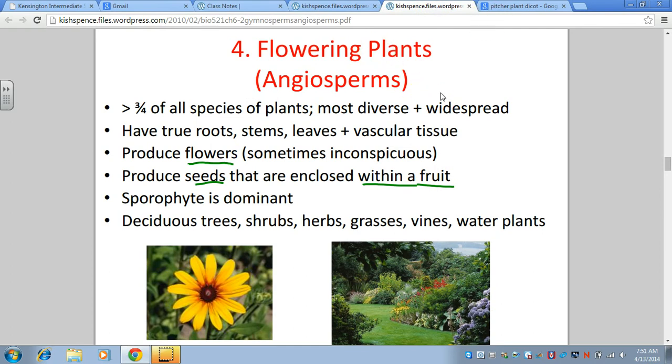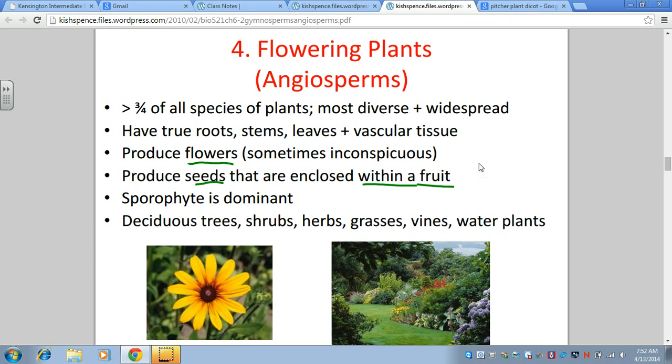These are the most abundant of all plants. More than three-quarters of all species are angiosperms. The second most abundant are the mosses, if you remember, we mentioned that when we went over them in class. But angiosperms are the most diverse, so that means a lot of different types, and most widespread, so you can find them pretty well anywhere. They have true roots, stems, leaves, and vascular tissue. Like we said, they produce flowers.